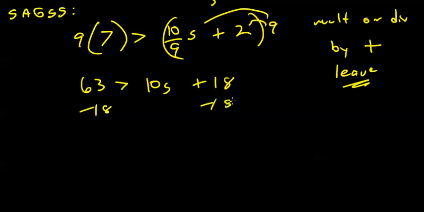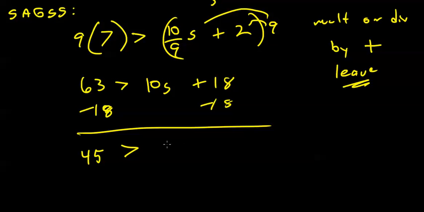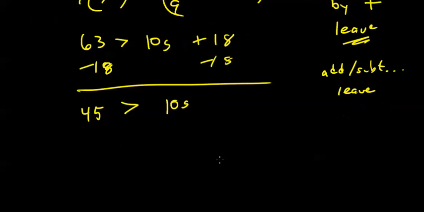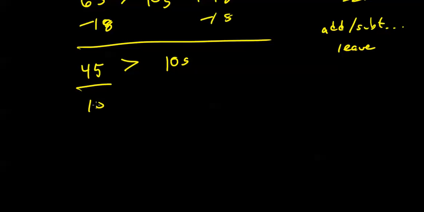Alright, I would probably subtract 18 from both sides. And 63 minus 18, let's see, 63, 53, 43, 45, right? 45 on the left is greater than 10s on the right. And again, when you add or subtract anything, you leave the arrow alone. Now what do we want to do? Well, of course, we're going to divide both sides by positive 10. Of course, positive 10 is positive, so we leave the arrow alone. 45 over 10, well, 5 goes into both of those. 45 over 10 reduces to 9/2. And on the right, we've got 10s over 10 is just positive s.